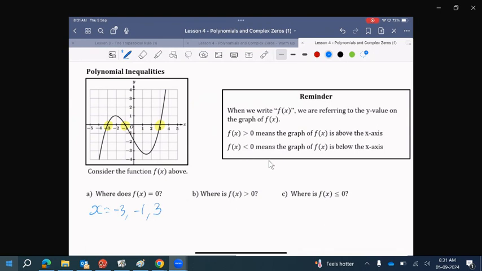Where is the function positive? The function's positive here and here. So this is going to give us some inequalities. So we are going to have -3 up to -1, union 3 to infinity.